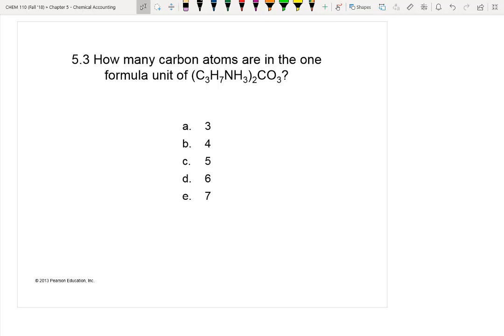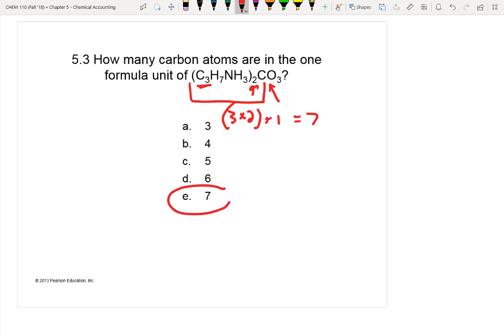All right, so let's check this one. So first thing I see is we've got 3 carbons times 2. So this whole unit would be 3 times 2 plus this one over here. So we've got 6 plus 1 equals 7 total carbons in that formula unit. So make sure you do check all of the carbons. Sometimes carbons might be in a parentheses unit, and sometimes it might be outside. You have to add them all together.